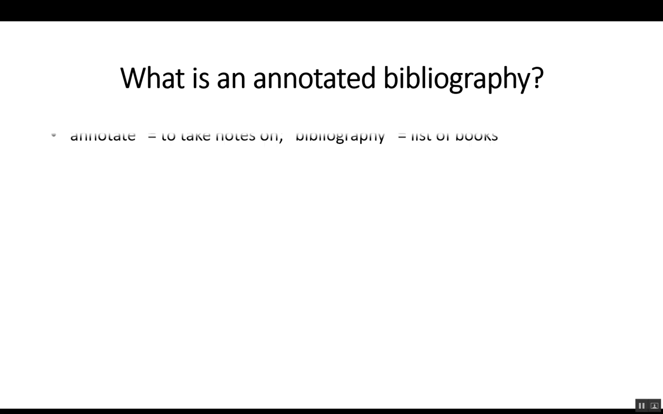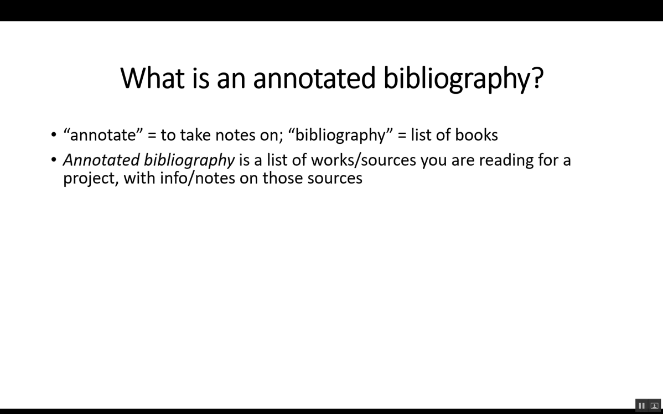An annotated bibliography comes from these two words, right? To annotate means to take notes on something, as you've already experienced when I've talked about active reading and annotating as you read. And bibliography is a list of sources or a list of books. So an annotated bibliography is simply a document that is a list of works or sources you are reading for a project with information and notes on those sources.